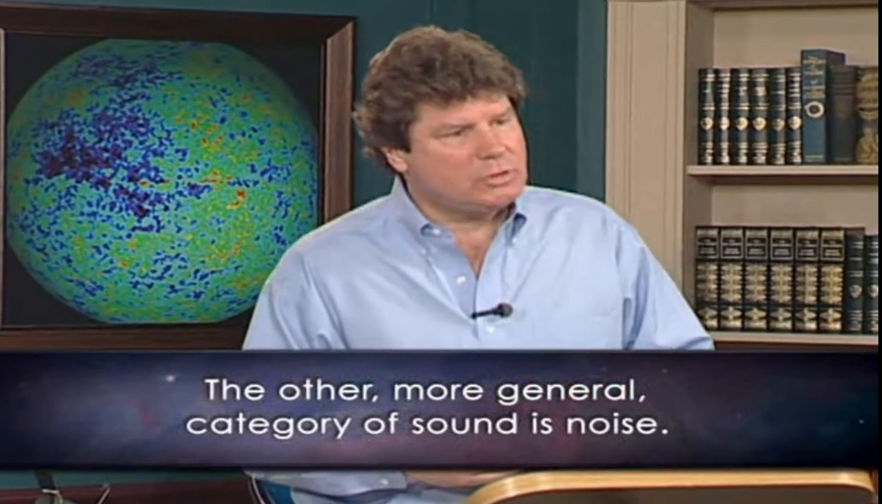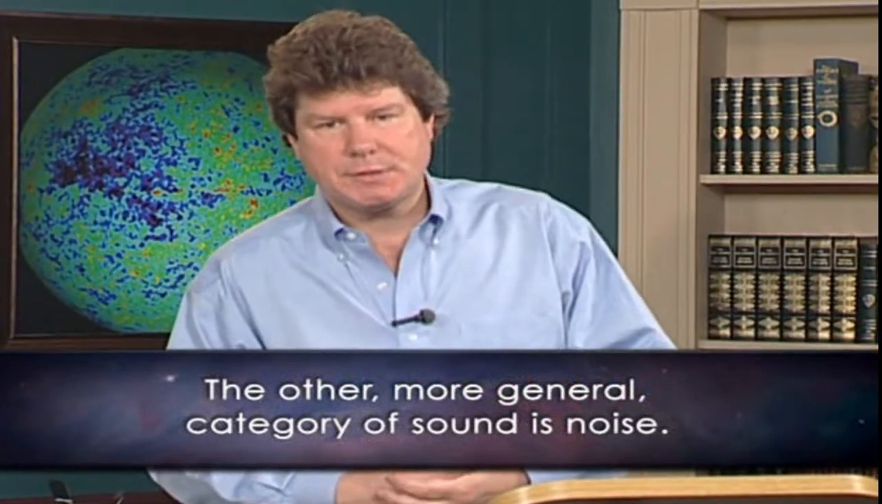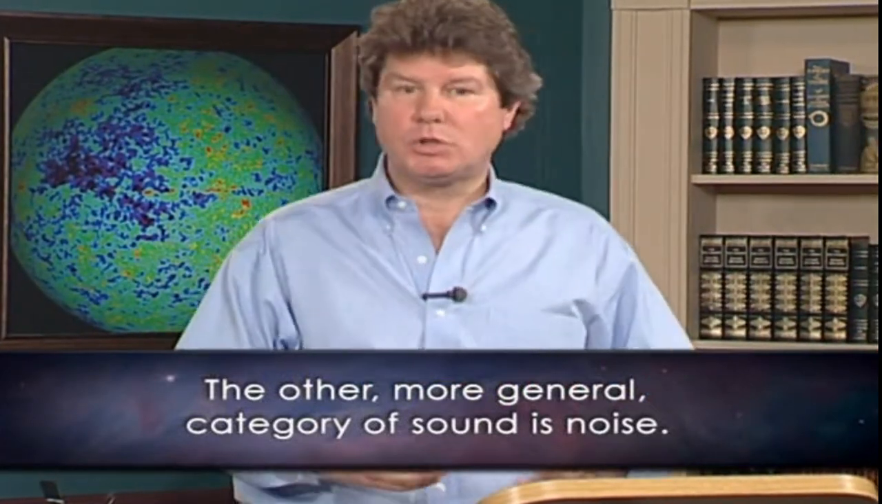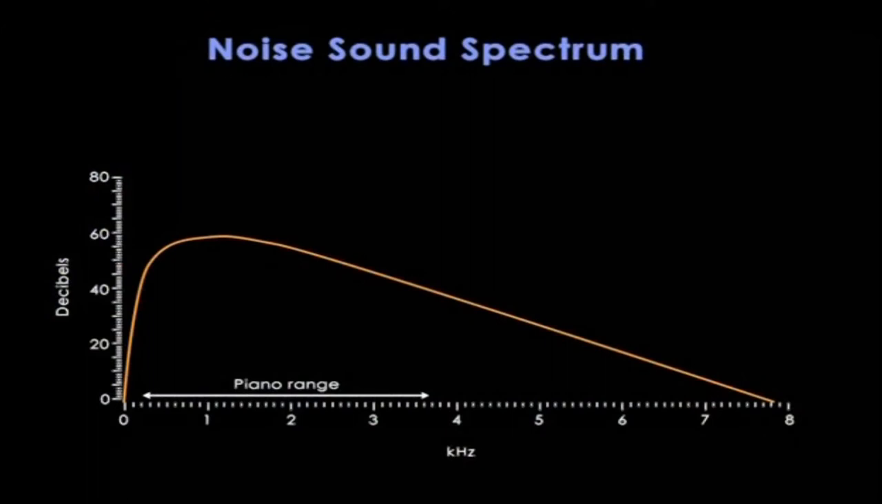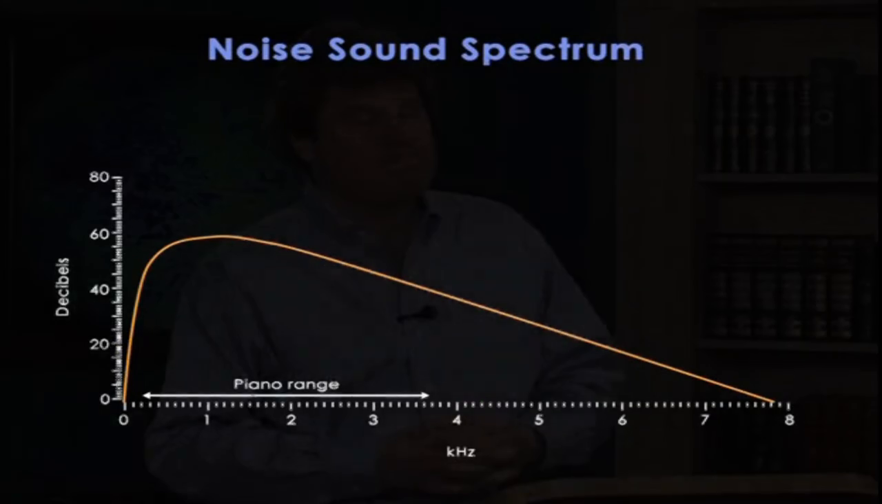The other, more general category of sound is noise: wind in the trees or a waterfall. These sounds have a wide, continuous range of pitches, and here's an example of a broad, smooth sound spectrum with little or no structure, and here's its sound. Now, in a minute, we'll learn that the primordial sound has a quality somewhere between a musical note and noise.